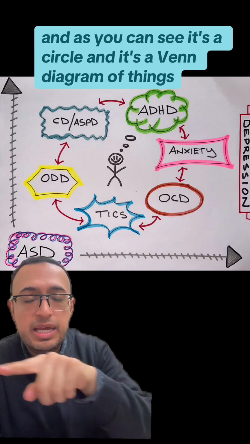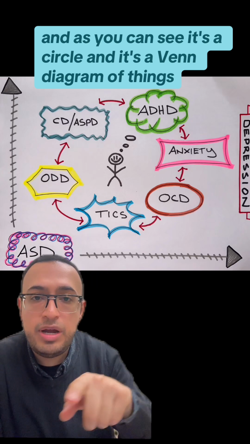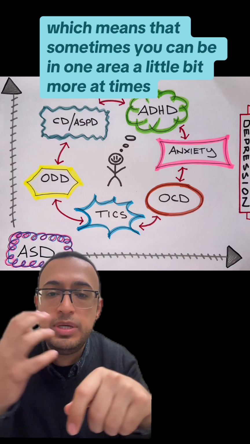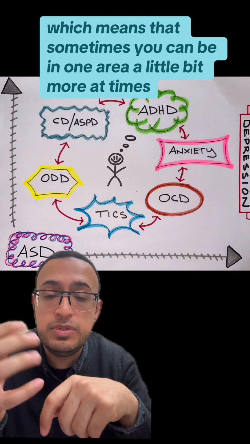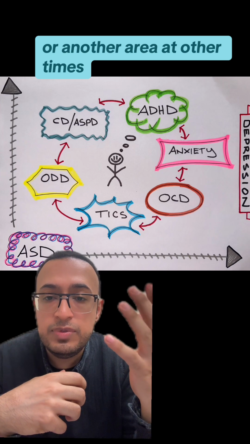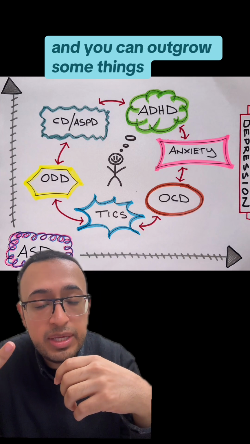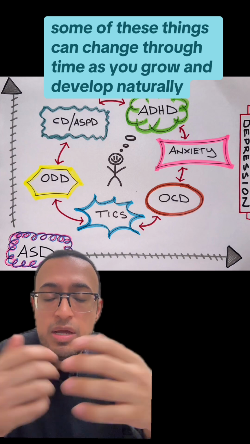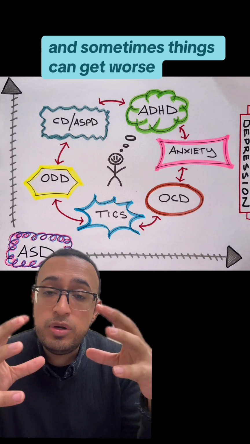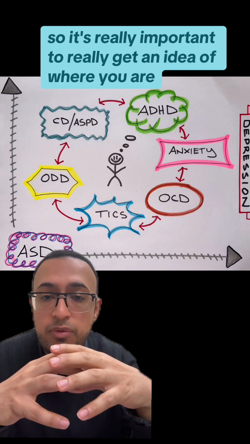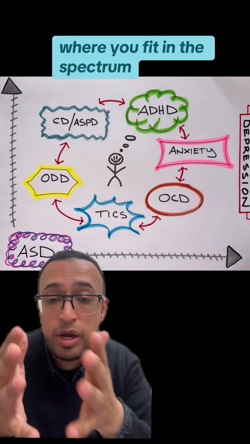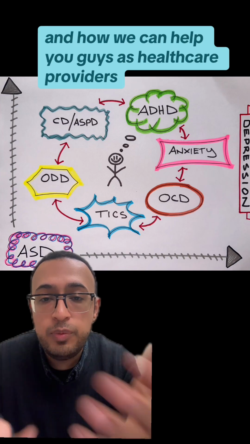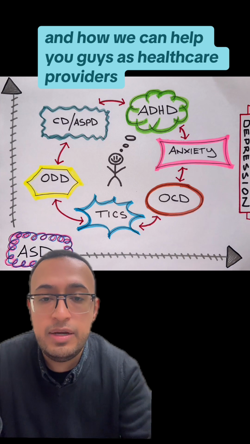And as you can see, it's a circle and it's a Venn diagram of things, which means that sometimes you can be in one area a little bit more at times or another area at other times, and you can outgrow some things. Some of these things can change through time as you grow and develop naturally, and sometimes things can get worse. So it's really important to get an idea of where you are, where you fit in the spectrum, and how we can help you guys as healthcare providers.